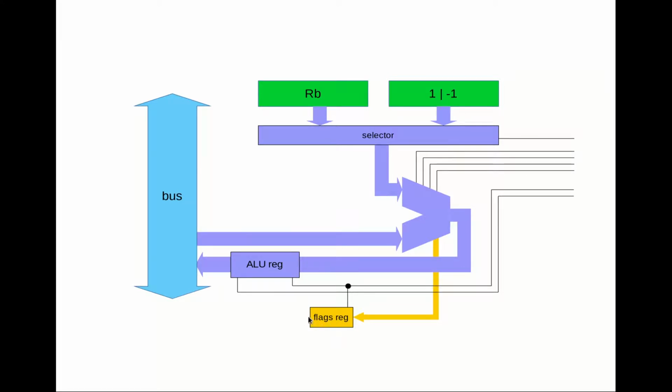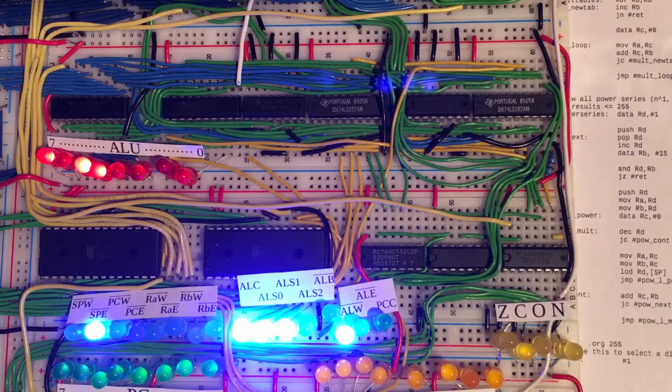And so in fact the output of that flags register, there's no control wire to enable or disable output onto the bus, because those flags never go onto the bus, they go directly into the control logic, as we'll see when we discuss the control logic.